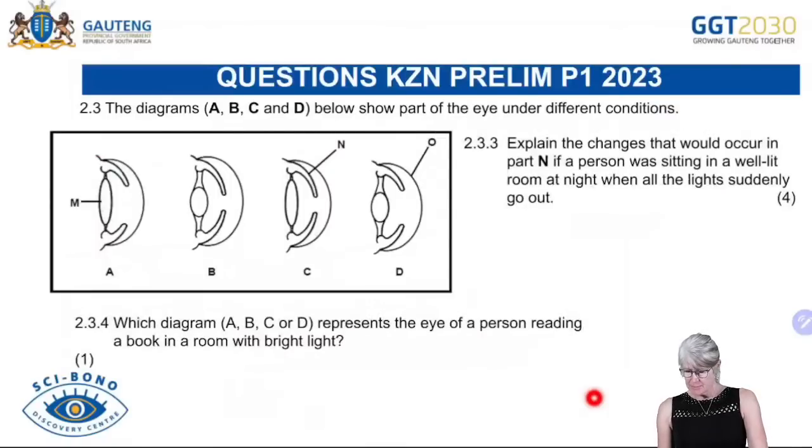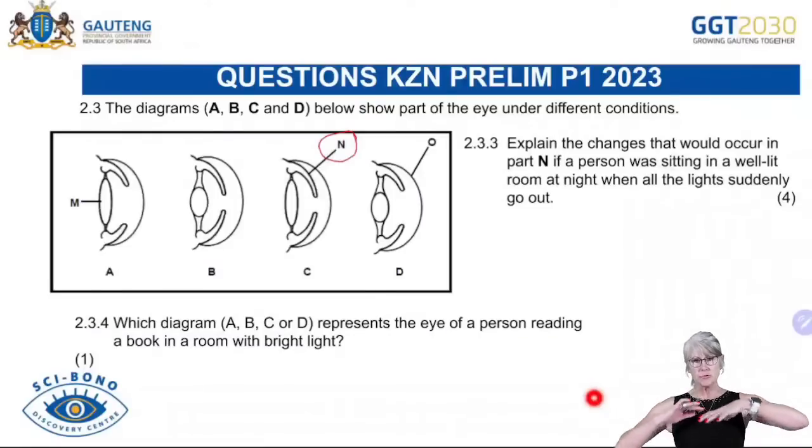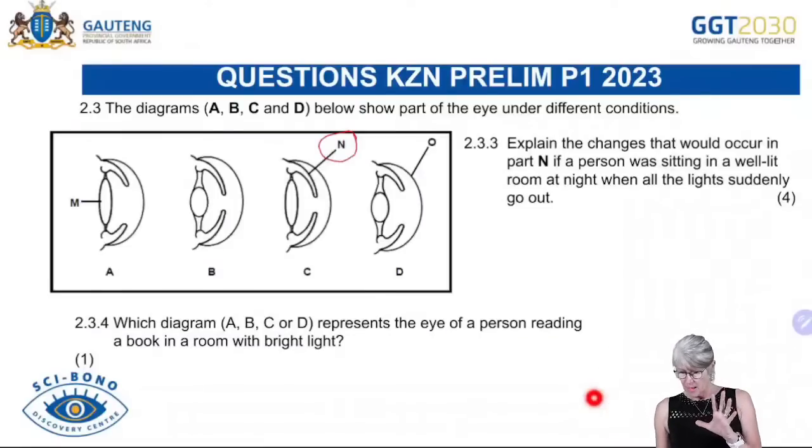Here they say, explain the changes that would occur in part N. So now they're asking us about part N, and part N we labeled as the iris. If a person was sitting in a well-lit room, so there's lots of light in the room, but at night, and then suddenly all the lights go out. There's load shedding. Okay, and all the lights go out. Right, so what is going to happen to the part N?